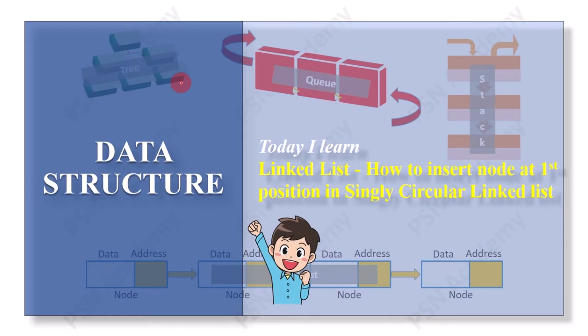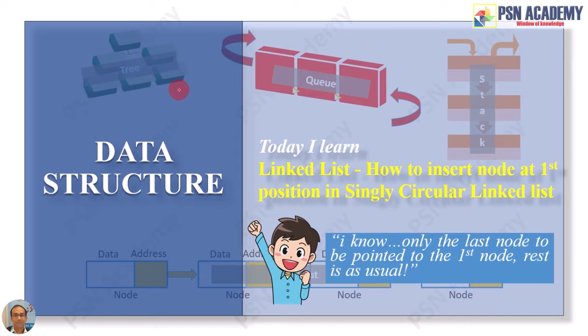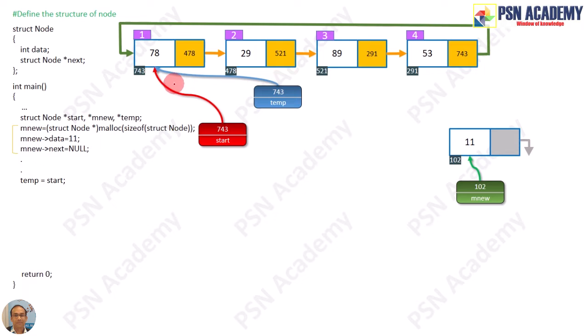Welcome back. In this video, we will learn how to insert a node at the first position in a singly circular linked list. Now, here is a scenario. It's a normal thing you have dealt with a lot of times. So you see the start is pointing to 743 and the temp is also pointing to 743, which is the first node because of this line.